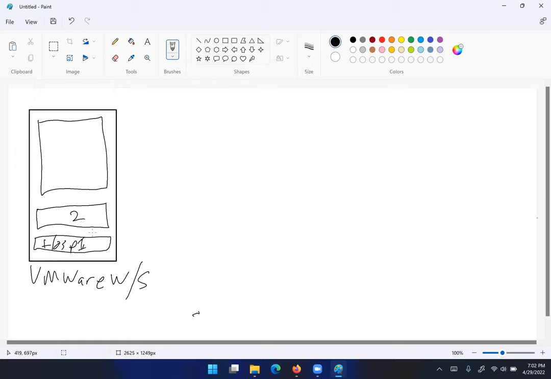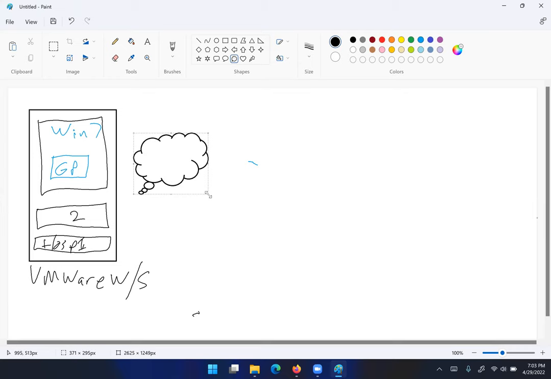Now inside that virtual machine, let me do a different color here. First of all, the virtual machine that they are running is Windows 7. And then on that Windows 7 machine, we've got our Global Protect client that they run. And then they have, let's use a cloud here.